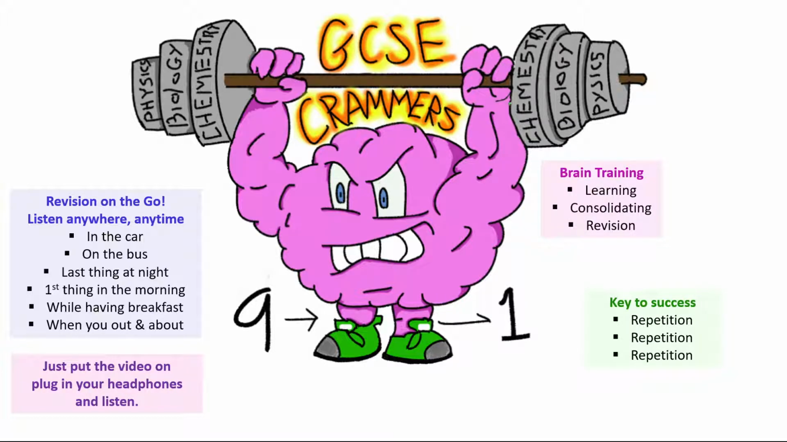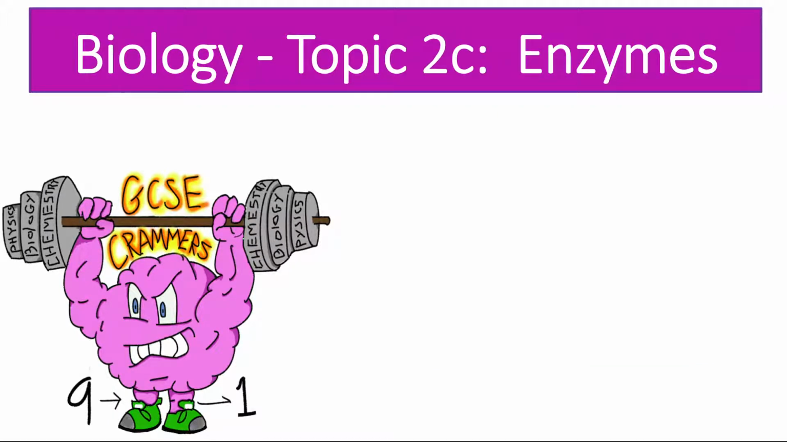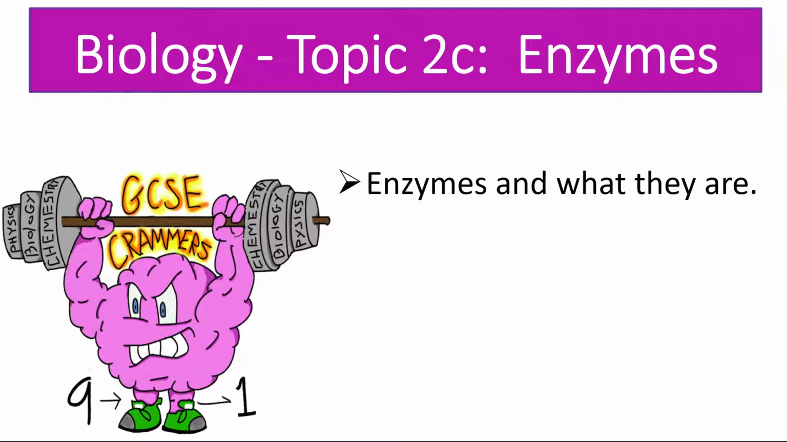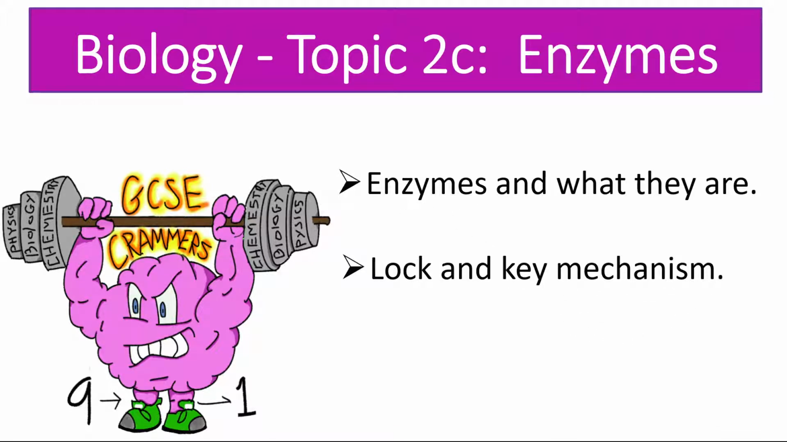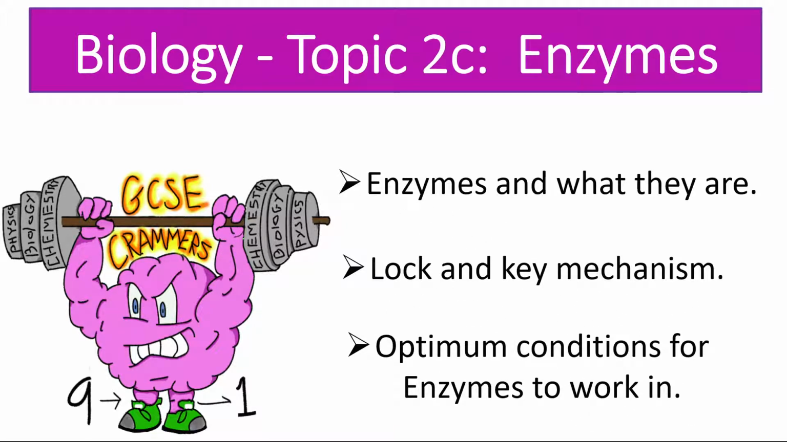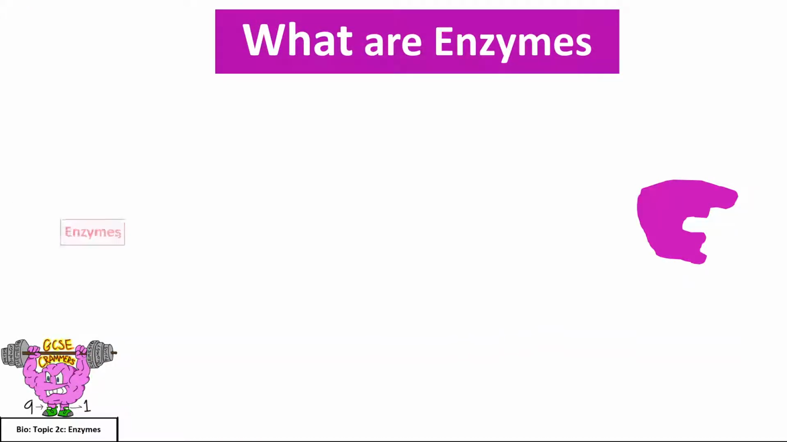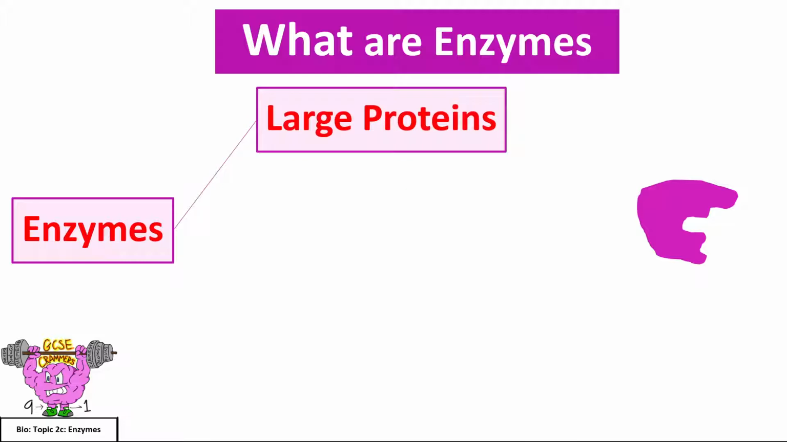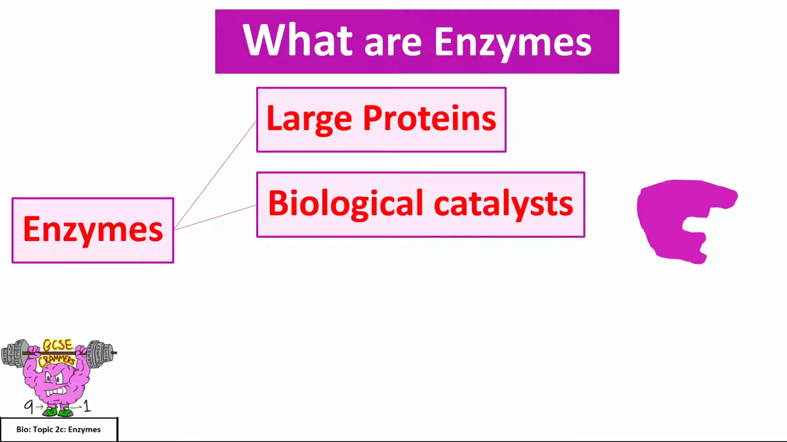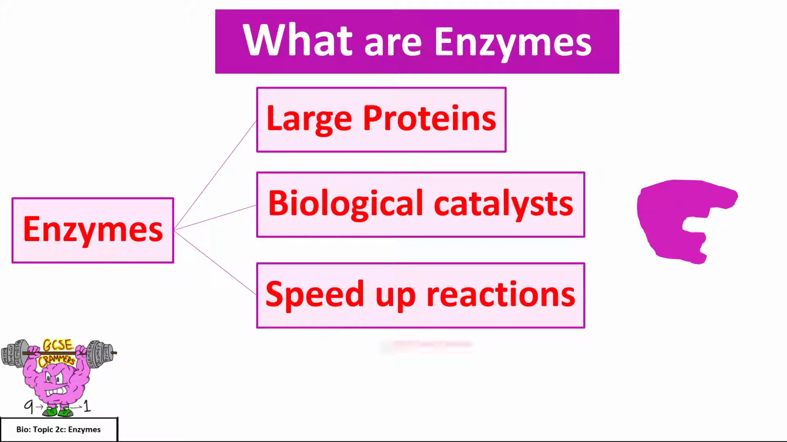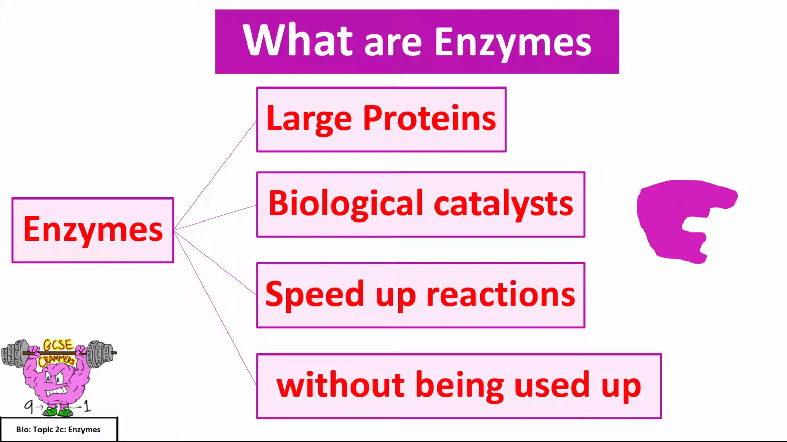Today we're revising biology, topic 2C, enzymes, covering enzymes and what they are, the lock and key mechanism, and optimum conditions for enzymes to work in. What are enzymes? Enzymes are large proteins, biological catalysts, which speed up reactions without being used up.